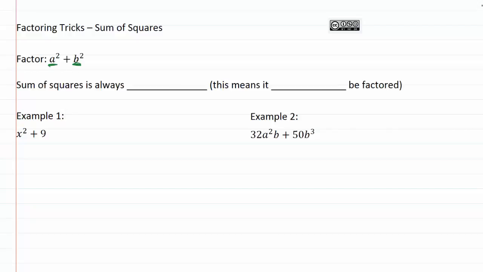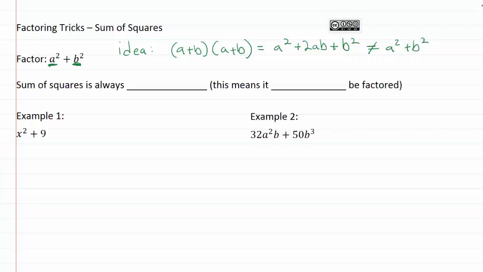One idea that we could try for factoring this and breaking it down into two things multiplied together is maybe we could do a plus b times a plus b. The thing is that when we FOIL this out, like we saw just a couple of videos ago, what we actually get is a squared plus 2ab plus b squared. And this doesn't match. It's not equal to a squared plus b squared.